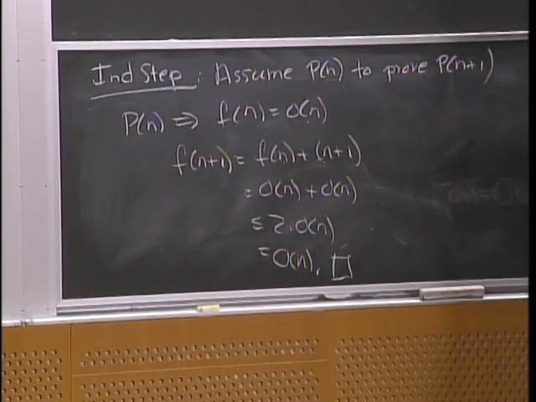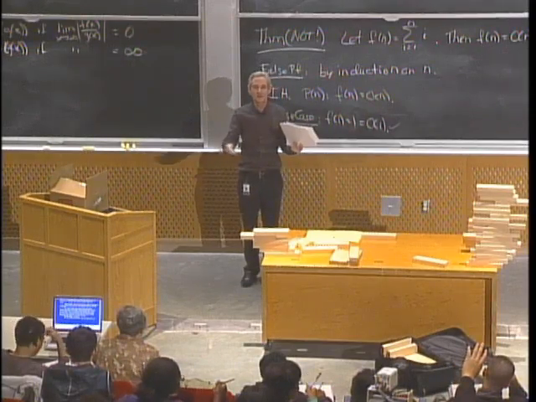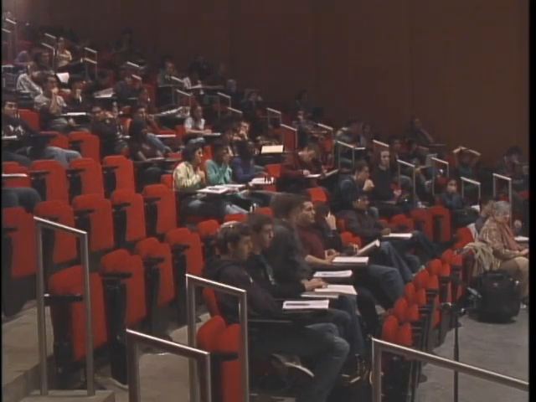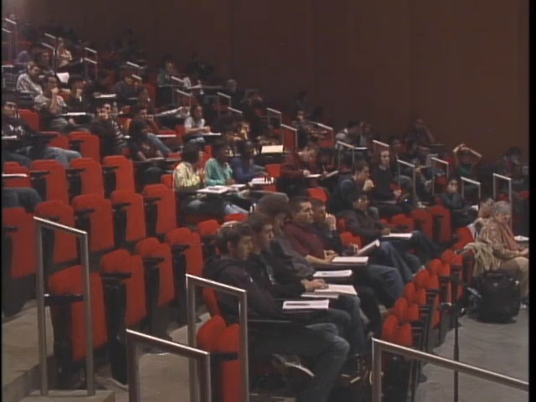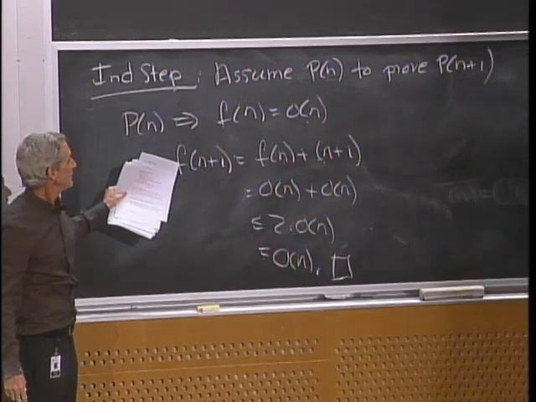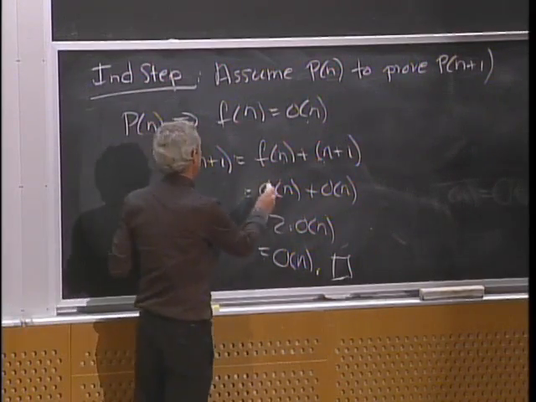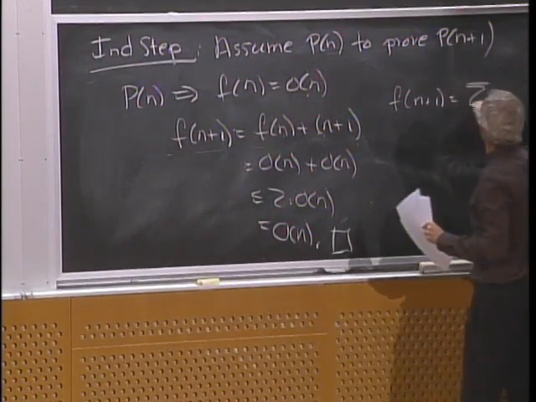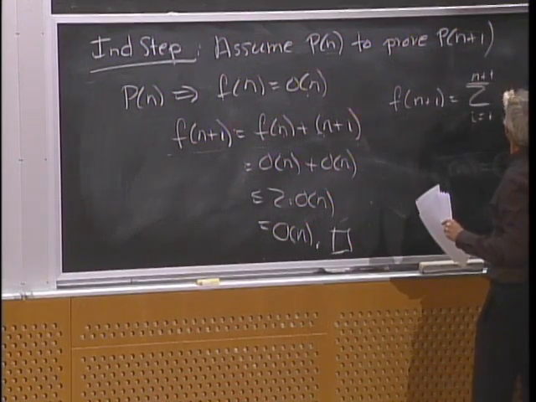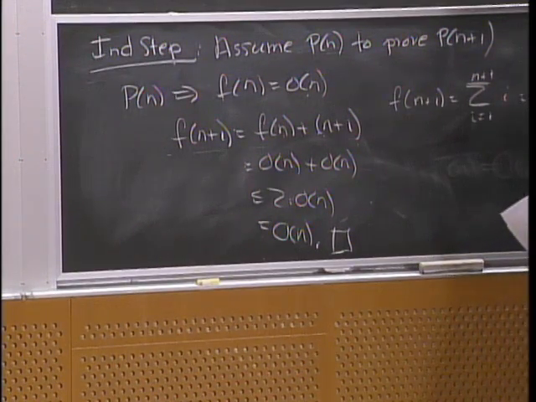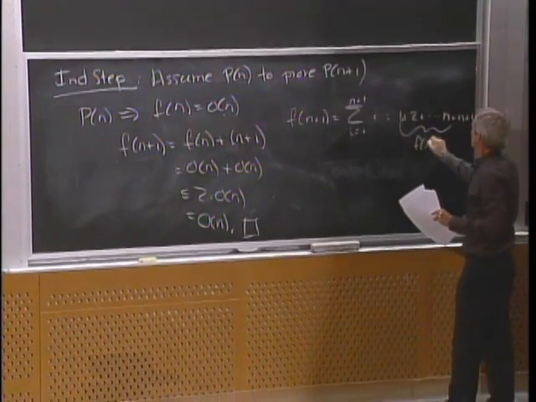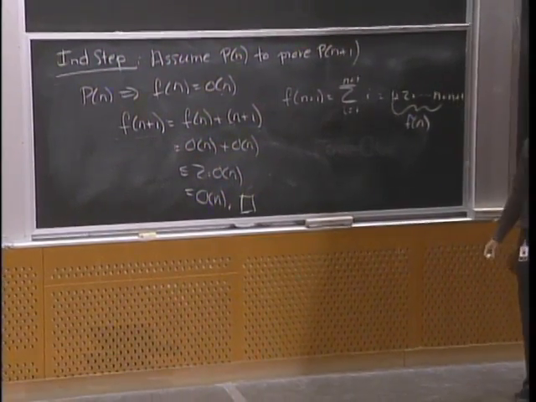No, 2 times O of n is O of n. If I have a function f that is O of g, twice f is O of g. Yeah. So what's the problem now? Well, f of n plus 1, this statement is true because f of n plus 1 is the sum of i equals 1 to n plus 1 of i. That's 1 plus 2 plus up to n plus 1. And this is f of n. So that's OK.